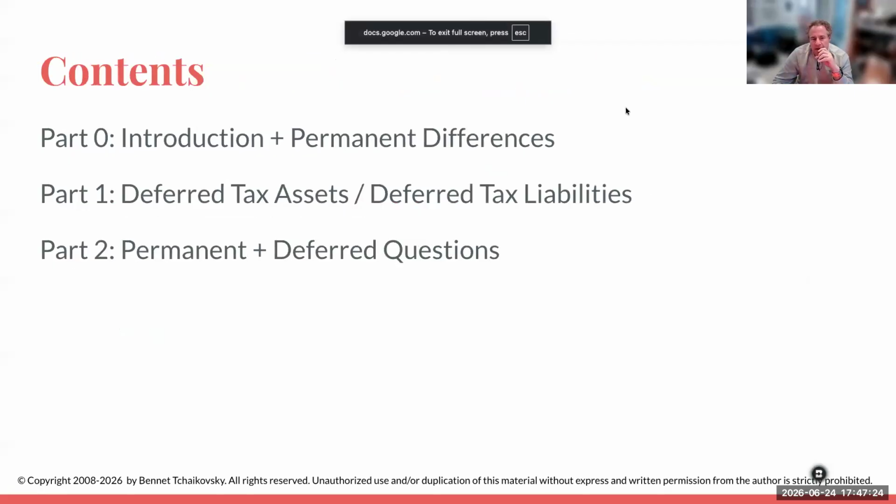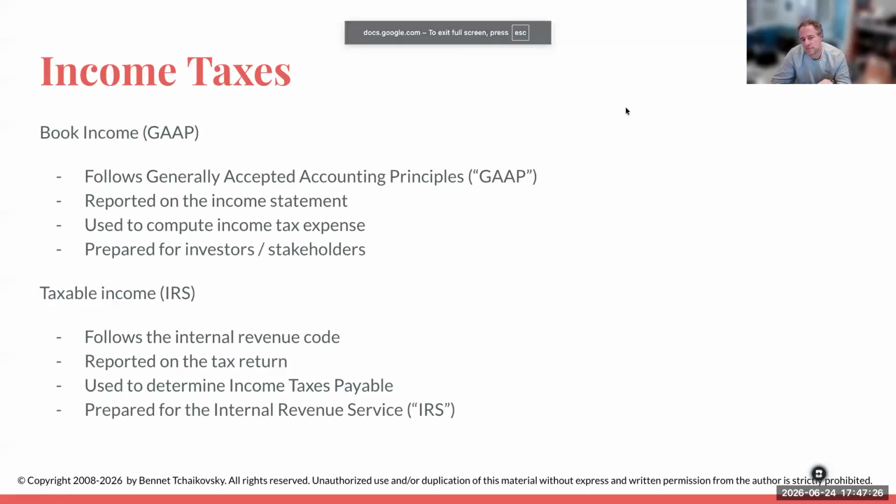So let's go ahead and jump into this. Income taxes, just in general: obviously, we have to follow GAAP when we're making financial statements. And if we don't follow GAAP, bad things happen. The reason why we do follow GAAP is because of comparability and consistency, as well as many other things.